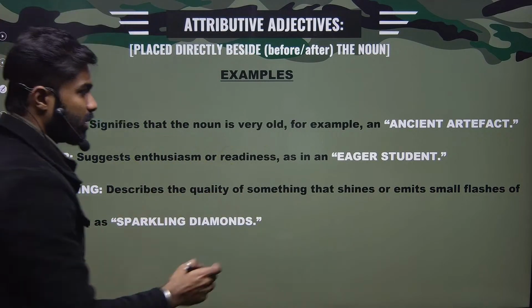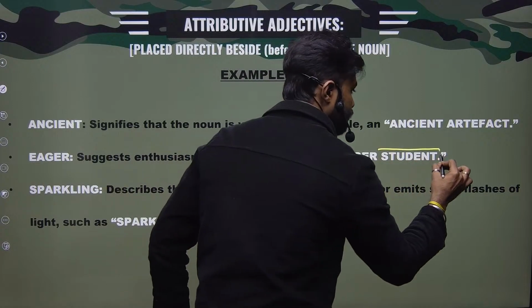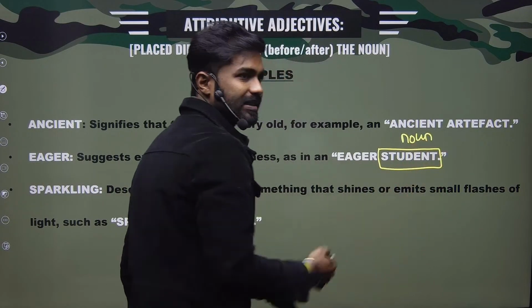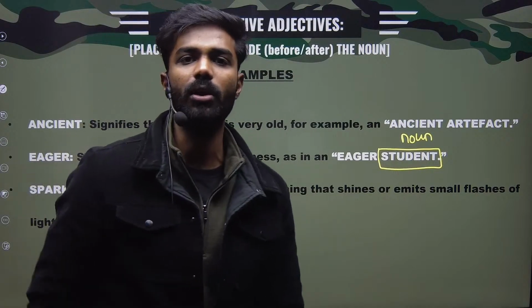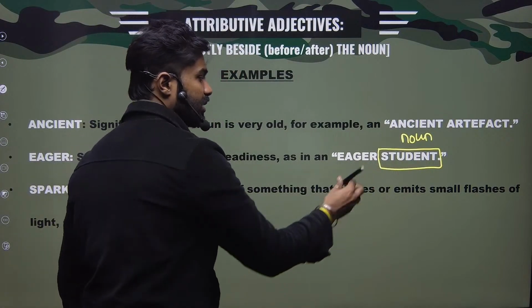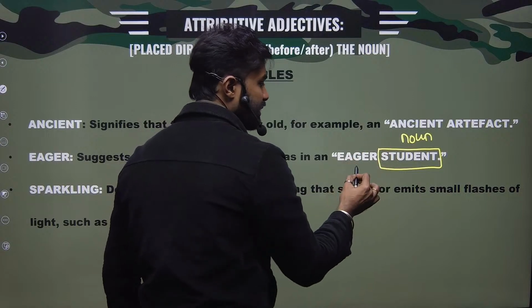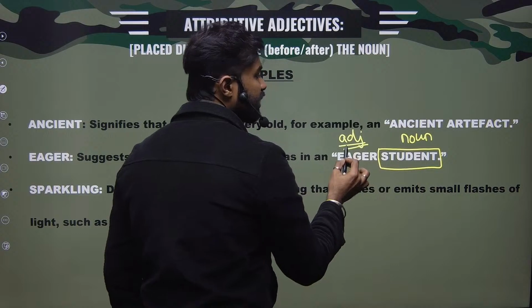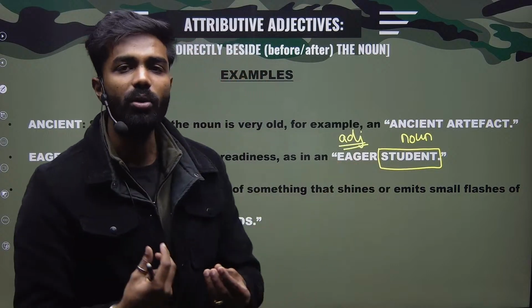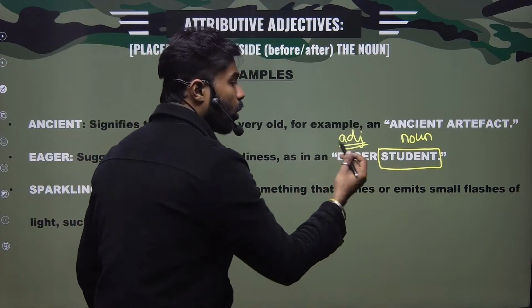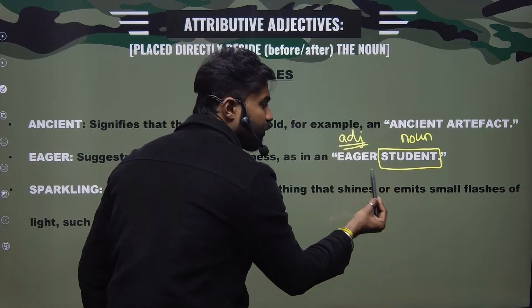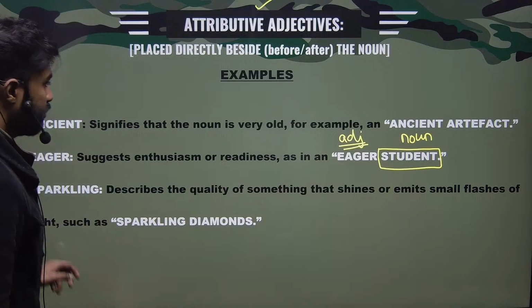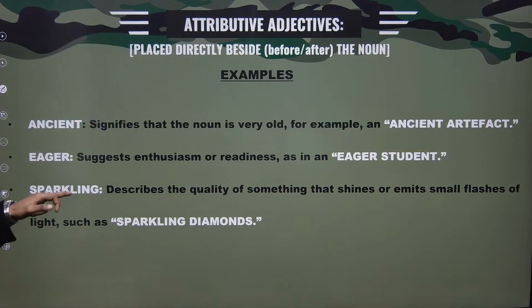Now look at this one. Student. Student is my noun. To be precise, it's a common noun, right? We have seen it in the nouns classes. So student is the noun, and in eager student, eager is my adjective. Why? It is telling me how the students are. They are very eager. Also, when it is placed before a noun or after a noun, I can call it an attributive adjective.